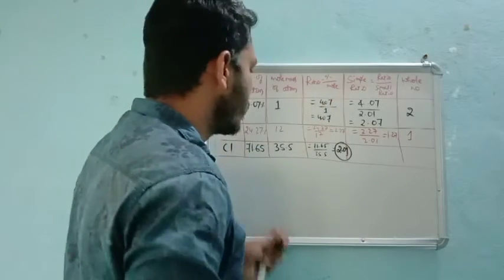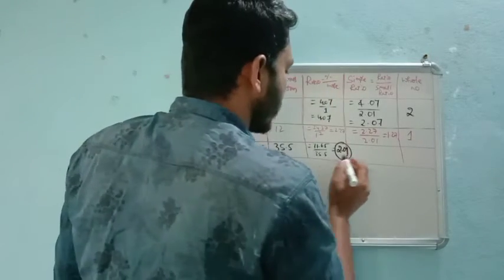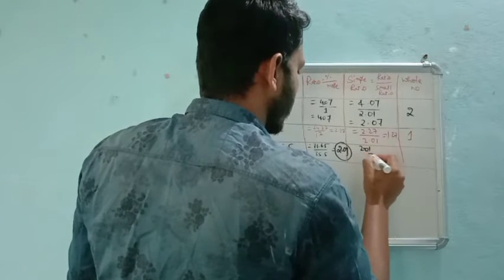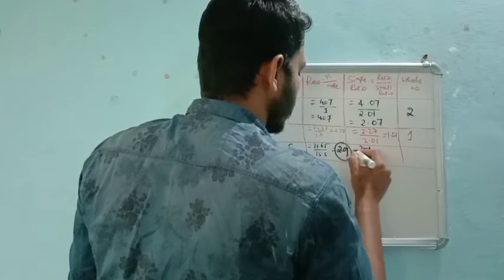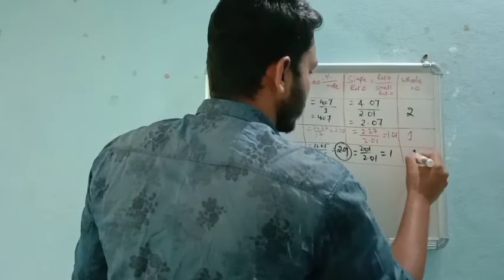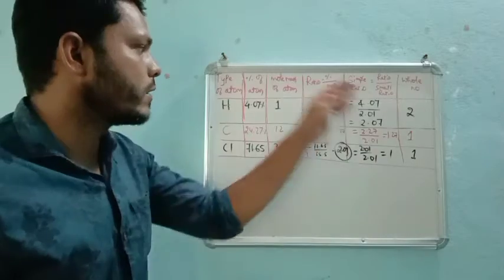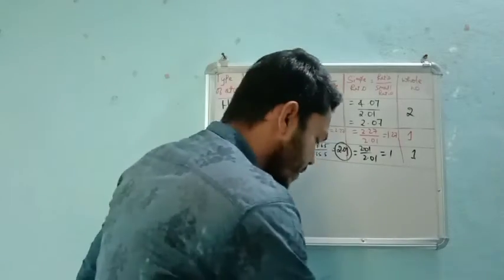Now coming to the last one, that is chlorine. Chlorine ratio is what? 2.01 divided by 2.01. This is very simple. So it is 1 only. So the whole number is also 1. Now after having these things, we can write the formula.